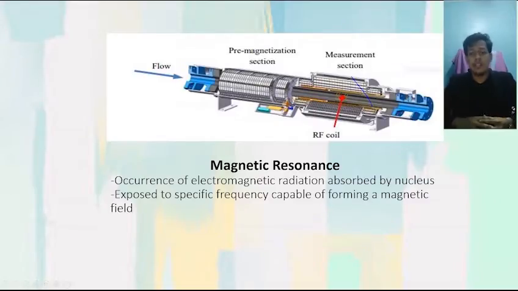Next one is the flow will be exposed to specific radiation frequency and form magnetic field. By referring the picture, it shows that the flow is exposed to pre-magnetization and then into measurement section for the data that is useful in order to increase the production performance.